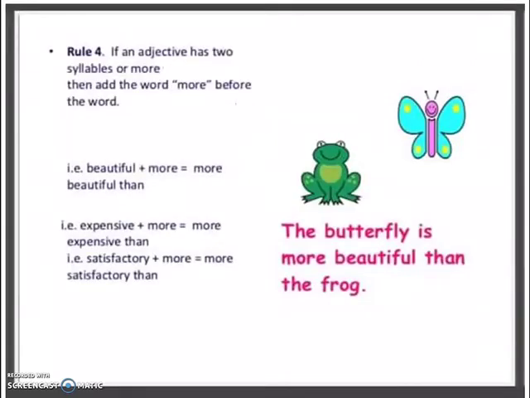Number 4. If an adjective has two syllables or more, then add the word more before the word. For example, beautiful has 3 syllables. Let's see together. Beautiful. 3 syllables. You have to use more before the adjective and then than after the adjective, as you can see in the example. The butterfly is more beautiful than the frog.